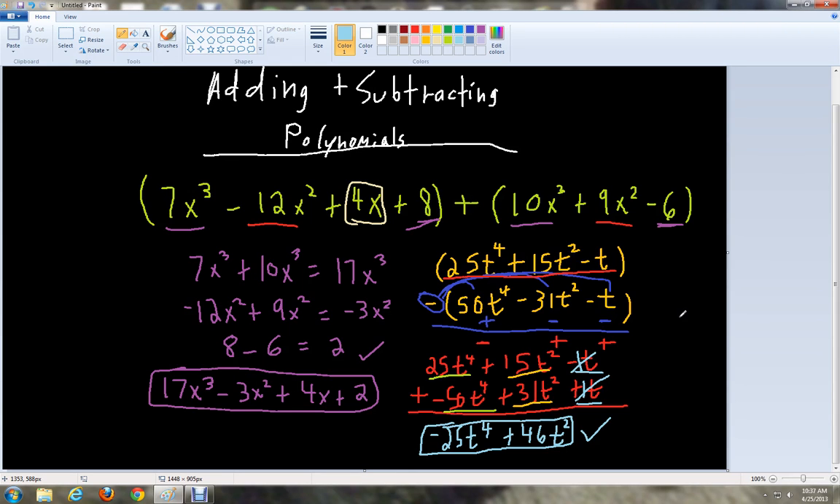Do stay tuned for the next video on multiplying polynomials, where we get to multiply two monomials together, two binomials together, and then we'll get to look at multiplying a binomial and a trinomial together. See how that works.